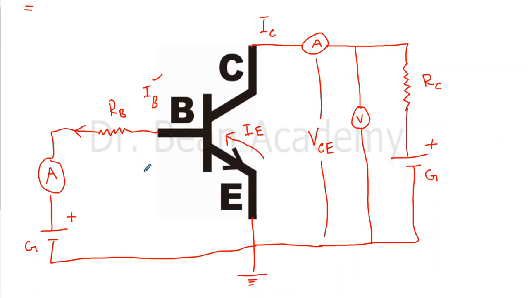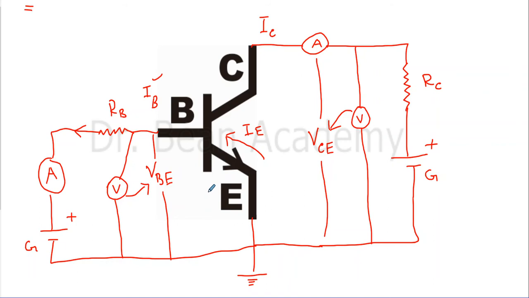Similarly, I also need the voltage VBE, which is the voltage between base and emitter. And for this, I need a voltmeter here. So this will tell me the voltage between B and E. And this will tell me the voltage VCE. This one will tell me the voltage VBE.